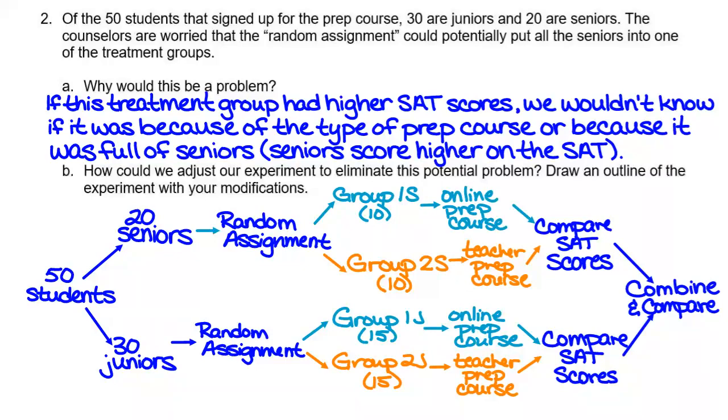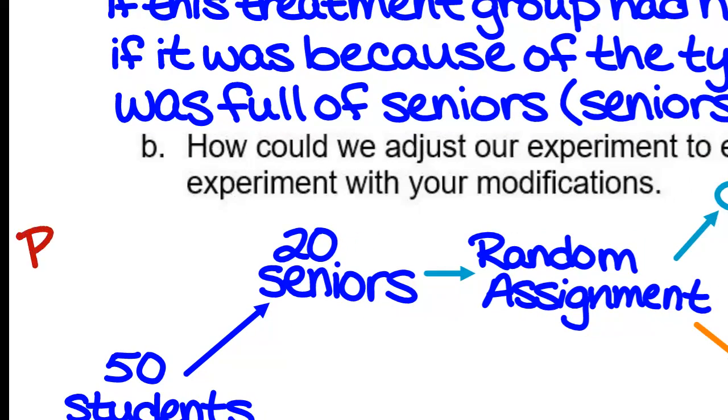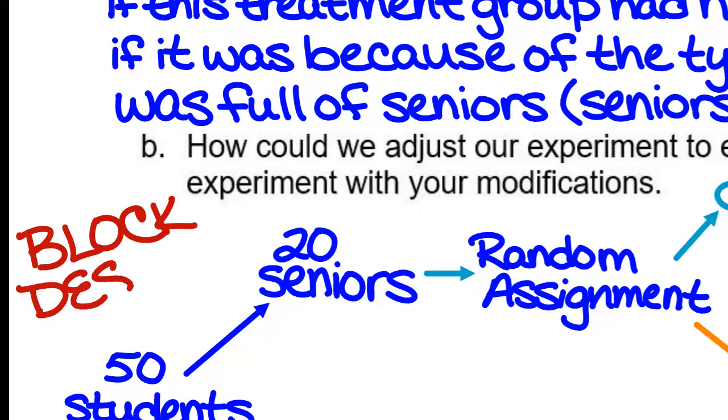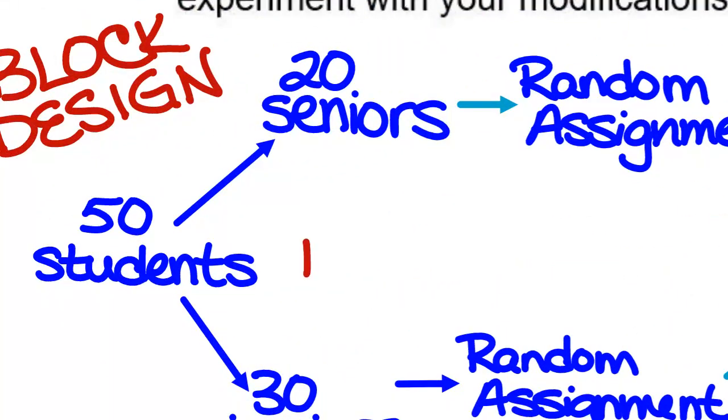This type of a design is called a randomized block design. This is a randomized block design. My blocks are my 20 seniors and my 30 juniors.